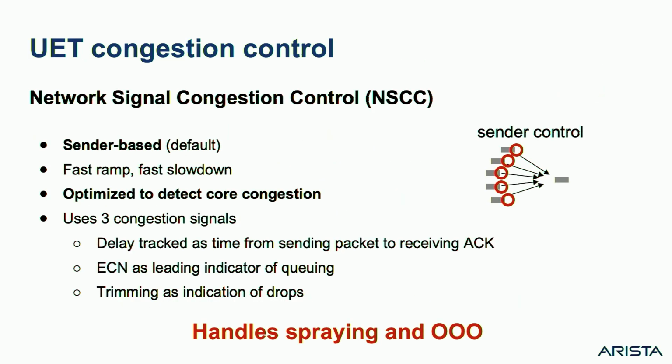The default congestion control mechanism within the Ultra Ethernet Transport Protocol is called Network Signal Congestion Control, or NSCC. And this is all done from the sender NIC. And it really enables fast ramp up and fast slow down. And it works with 3 different signals. First, it measures the round trip time for a packet. So it measures the latency from when it sends a packet until it receives an ACK for that packet.